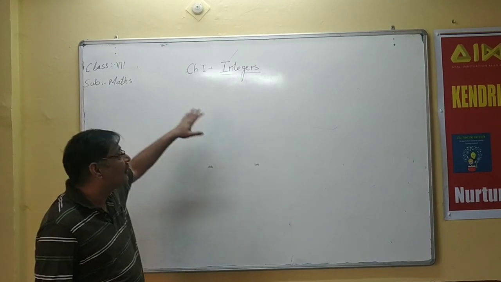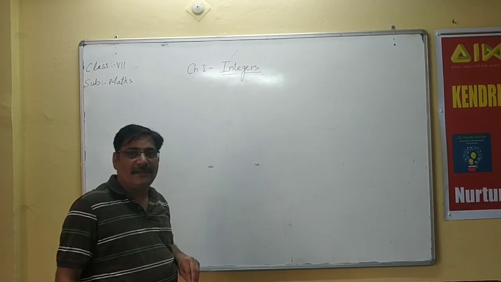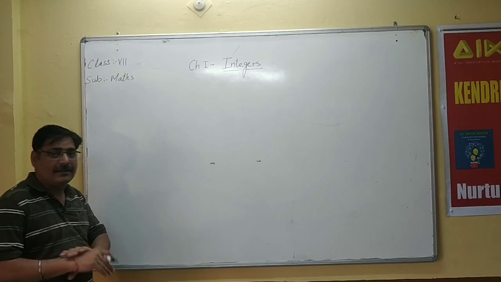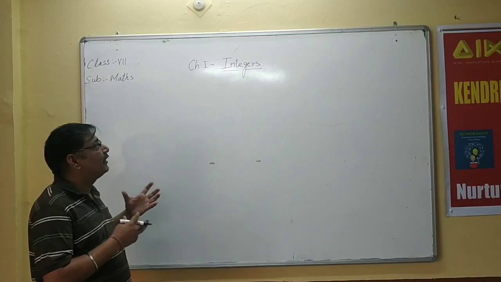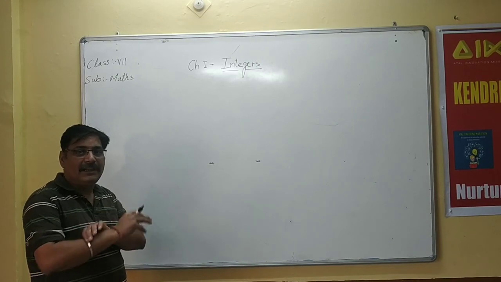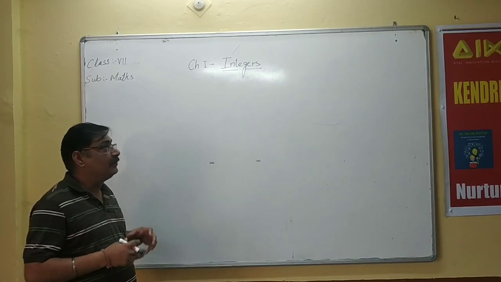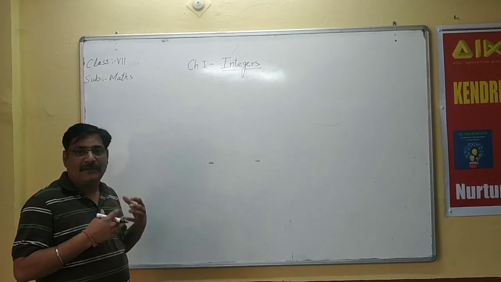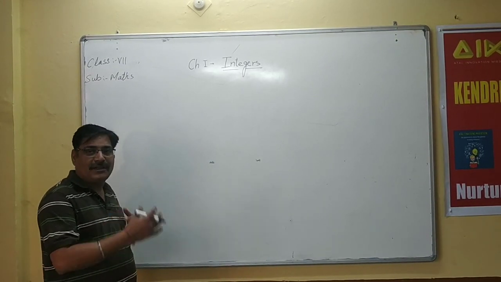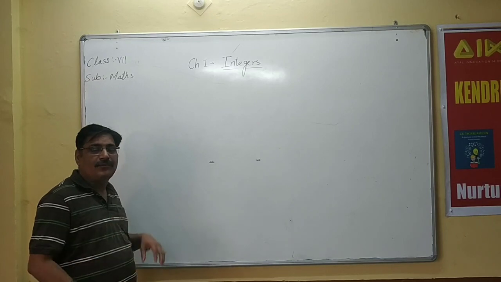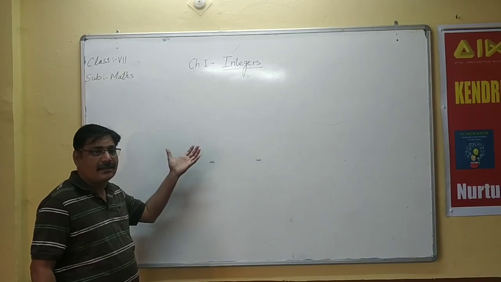Today we are going to read our first chapter for class 7, that is integers. We have already studied this chapter in class 6. You are familiar with natural numbers, whole numbers, and integers also. First, we are going to recapitulate, we are going to revise what we have already learned in class 6.